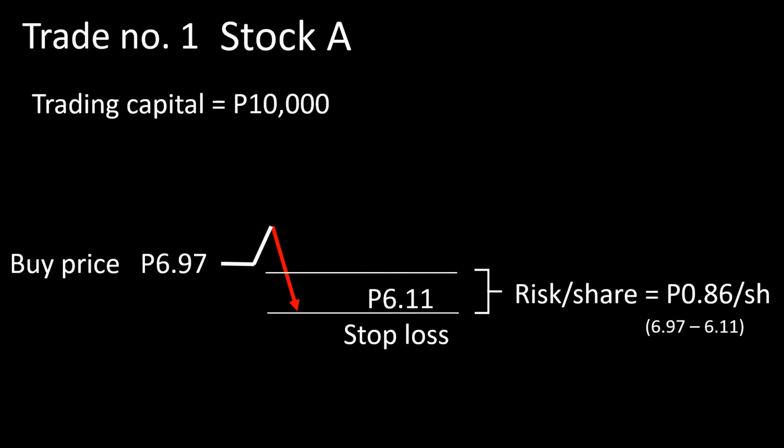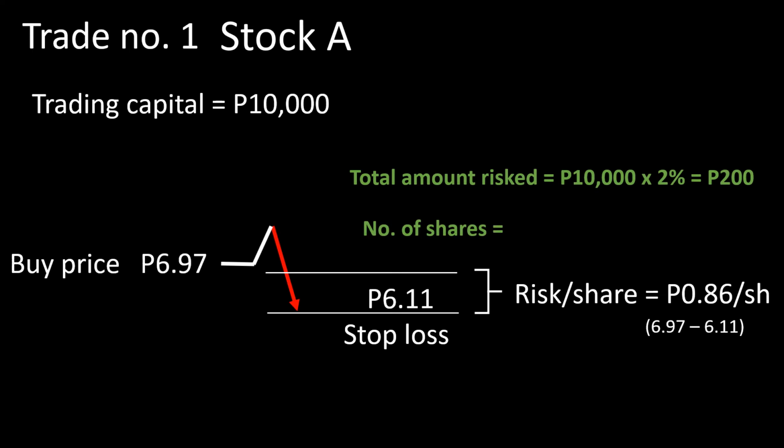Now, to determine how many shares we should buy, we compute the total amount you are risking, which is 2% of your trading capital of 10,000 pesos. And that is 200 pesos. Then, to get the number of shares to buy, we divide 200, the total amount risk, by the risk per share that we are taking, which is 0.86. And so we get 232. That is the number of shares you need to buy.